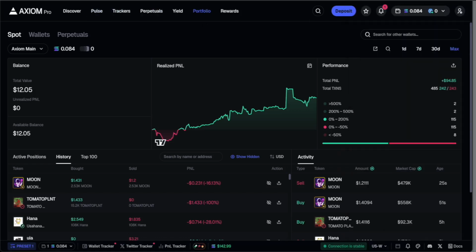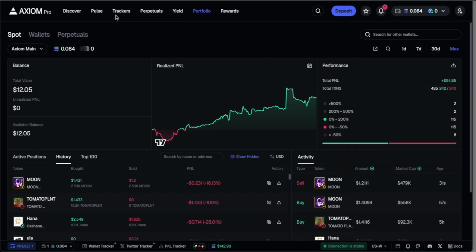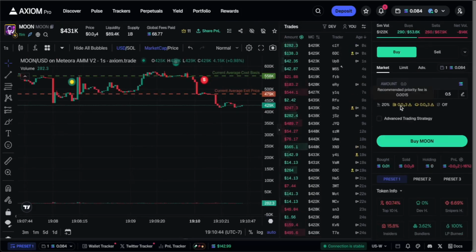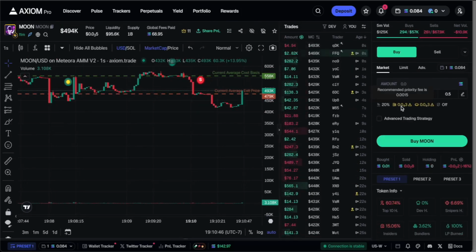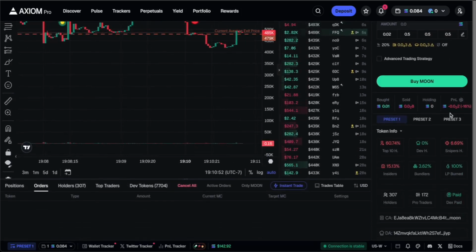Okay, so that's how to trade, how to buy and sell. So then trade settings. This is a really important part that people don't realize right away. It took me a while. So it'll say your trade settings here: your slippage, your priority fee, your bribe fee, and then MEV protection. So I'll go over all of those.